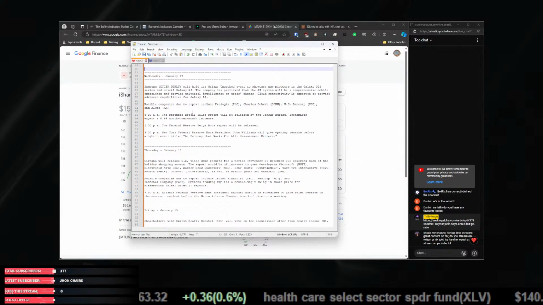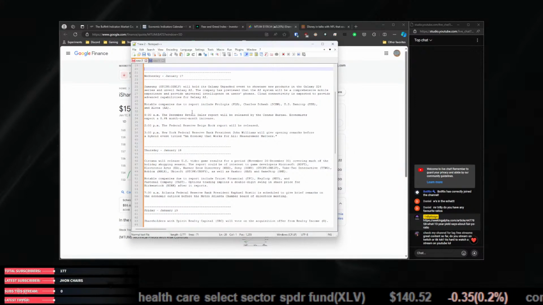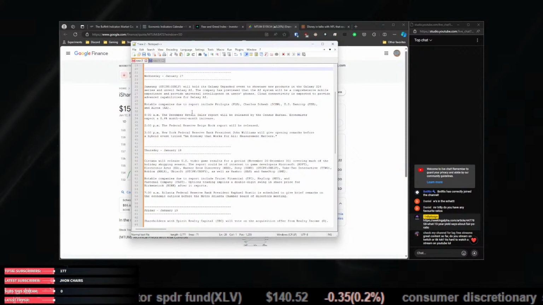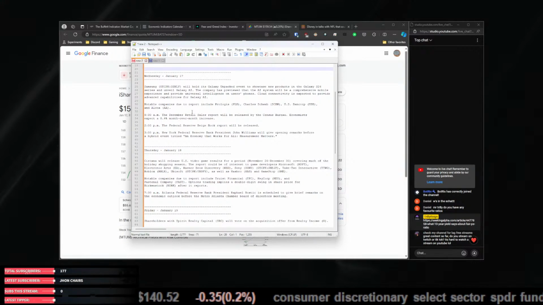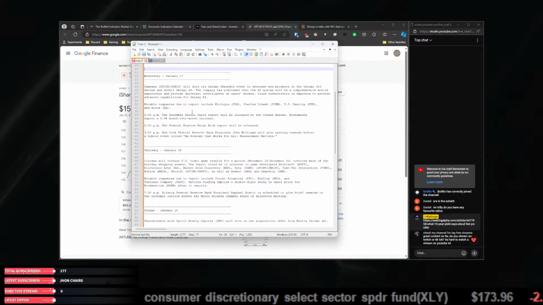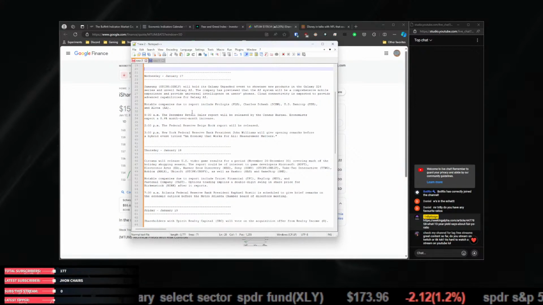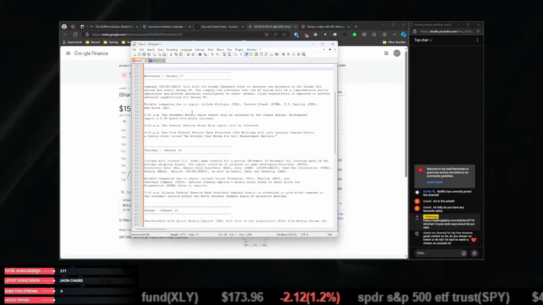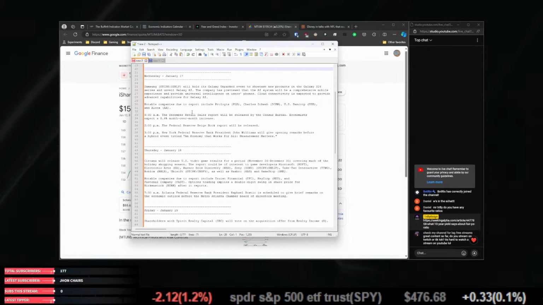2 p.m. we have the Federal Reserve Beige Book report that will be released, and then at 3 p.m. we have the New York Federal Reserve Bank President John Williams giving opening remarks before a hybrid event titled An Economy That Works for All: Measurement Matters.